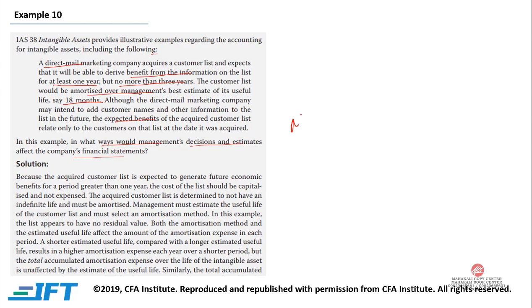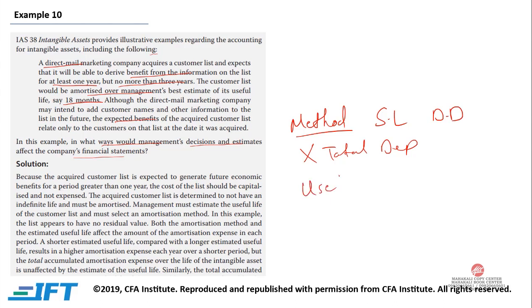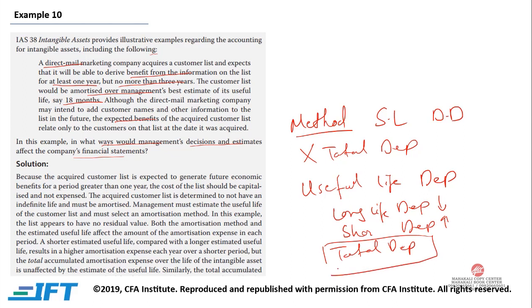Now, the method we use, either straight line or double declining, is going to impact the depreciation, but it is not going to impact the total amount of depreciation accumulated throughout the time frame. And useful life will also have an impact. Useful life will impact the amount of depreciation. If the useful life is long, then the depreciation amount would be less. If it is a short life, then the depreciation amount will be more. But we need to understand that the total depreciation will not change. Again, let's read the solution.